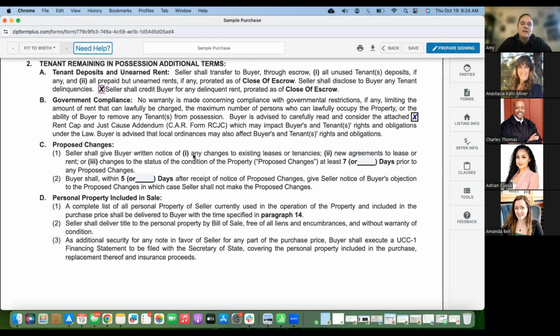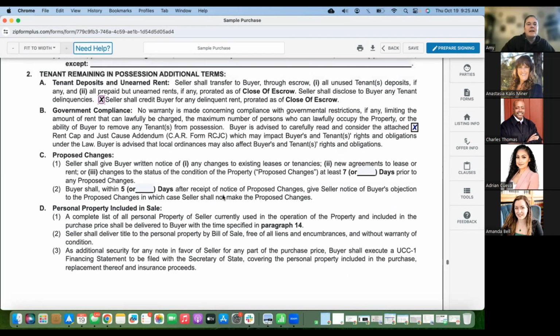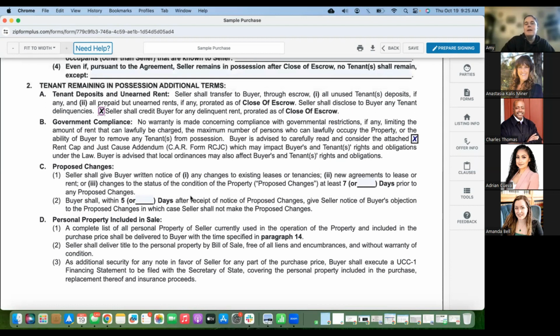So if they were going to do a rent increase or something else, who knows what it was, they're supposed to give you 7 days prior to making any proposed changes, give buyer notice of what those are, and then buyer has the right to object to those proposed changes because ultimately they're going to go beyond and then become the buyer's problem after that. So they can accept or reject those proposed changes. And if they reject them, then the seller cannot make the changes. Okay, any questions there so far, A through C of section 2?